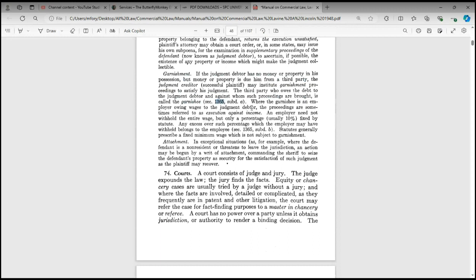I probably will. Where the garnishee is an employer owing wages to the judgment debtor, the proceedings are sometimes referred to as execution against income. The employer need not withhold the entire wage, but only a percentage, usually 10%, fixed by statute. Any excess over such percentage, which the employer may have withheld, belongs to the employee. The same section: statutes generally prescribe a fixed minimum wage which is not subject to garnishment, which, $8 or some such. So 1365, let's go there though.